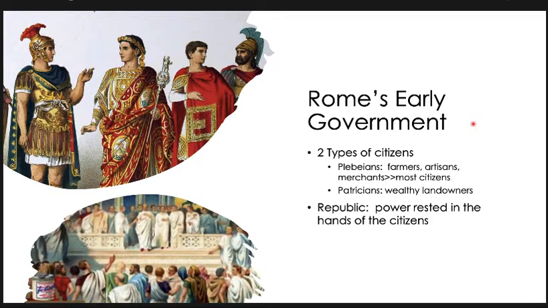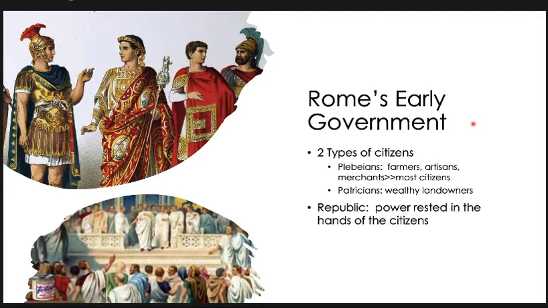Whereas patricians, those are your wealthy landowners. Those are the people that we're going to talk about in history. That's your Julius Caesars, your Marcus Crassus, your Octavian Augustus. Okay? That's your wealthy, powerful people. They're both citizens. Now, obviously, one's more powerful than the other because of their wealth.